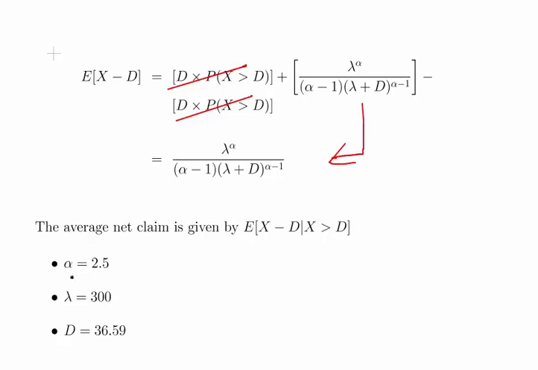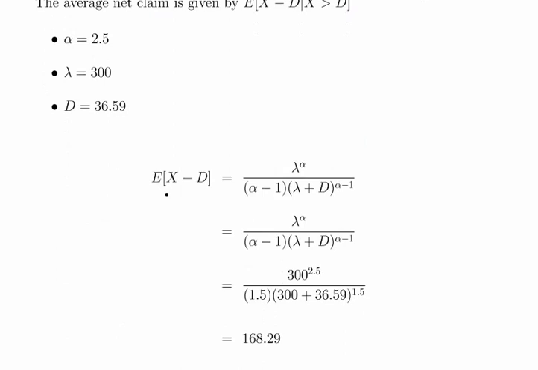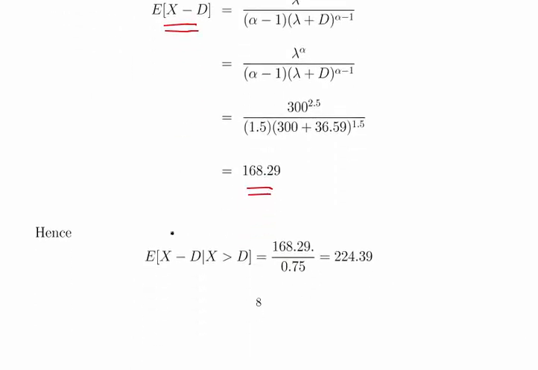And when we evaluate it with the values we were given earlier, lambda, alpha, d, what we end up with is the expected value of x minus d. That should work out to be, with a little bit of calculator work, 168.29. The overall answer is a conditional expectation, so it's the expected value divided by the probability, 0.75. That's the probability of being greater than d, greater than the first quartile. So 168.29 divided by 0.75 gives us 224.39. Okay, so we'll leave it there. That's a lot of work done.